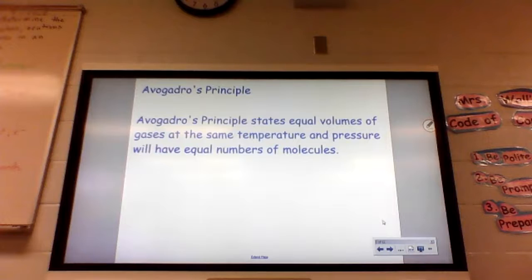Now, Avogadro's principle states that volumes of gases, at the same temperature and pressure, will have equal numbers of molecules. Is he right? Yeah, he's right. I'm not teaching you stuff that's wrong. Everything we're doing is on the exam. The only thing I taught that's not on the exam was that itty bitty stuff about gases collected over water. Everything else that we've done will be on the exam.